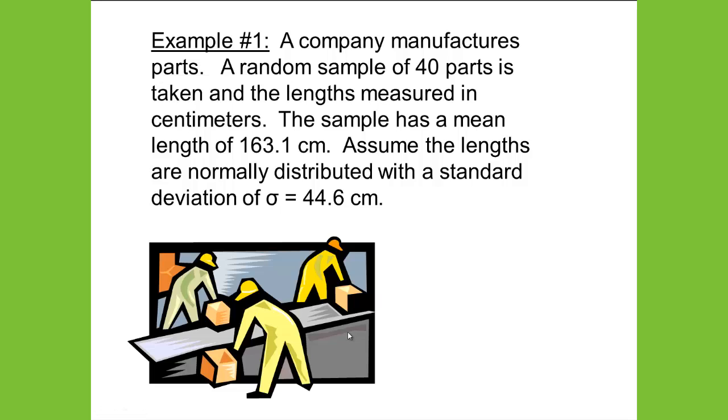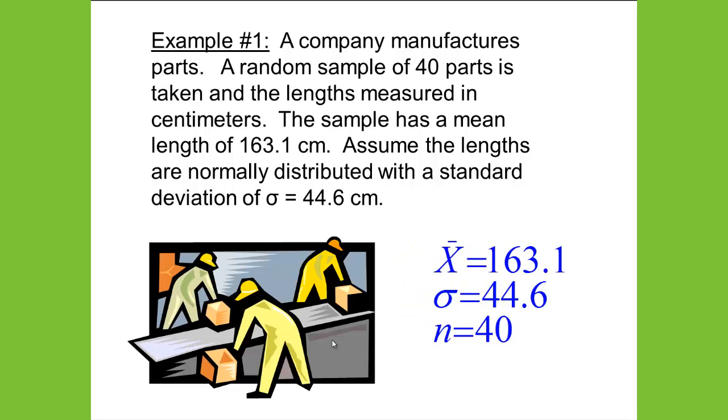Let's do example number 1. A company manufactures parts. A random sample of 40 parts is taken and the length measured in centimeters. The sample has a mean length of 163.1 centimeters. Assume the lengths are normally distributed with a standard deviation of sigma equals 44.6 centimeters. So our important information from this problem is we have a sample mean, or X bar, of 163.1. We have a sample size, a random sample of 40 parts, so n equals 40.